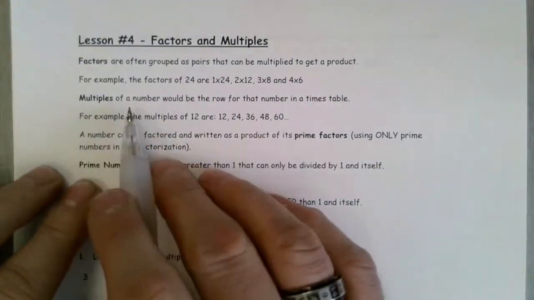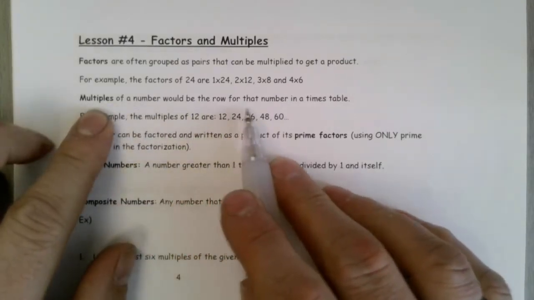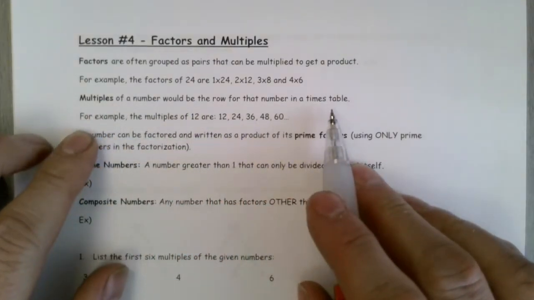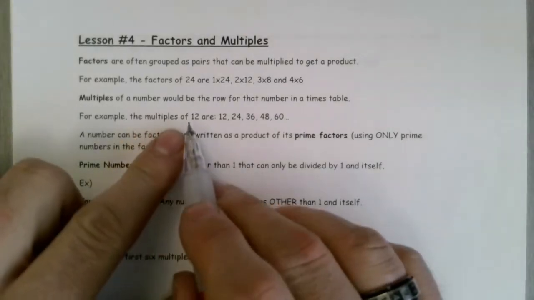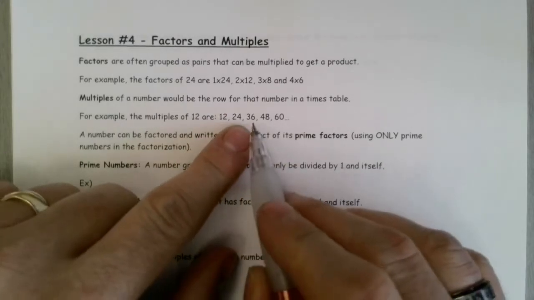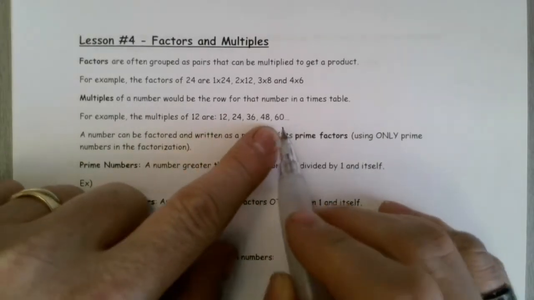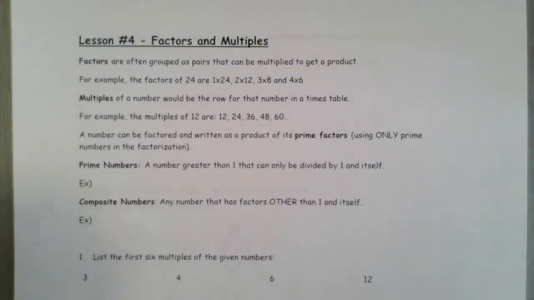Now, the multiples of a number would be the row for that number in a times table. In other words, these are the values that you get when you multiply a number by something else. For example, the multiples of 12: 12 times 1 is 12, 12 times 2 is 24, 12 times 3 is 36, 12 times 4 is 48, 12 times 5 is 60. These are multiples of 12. When I multiply 12 by something, this is the number that I get.